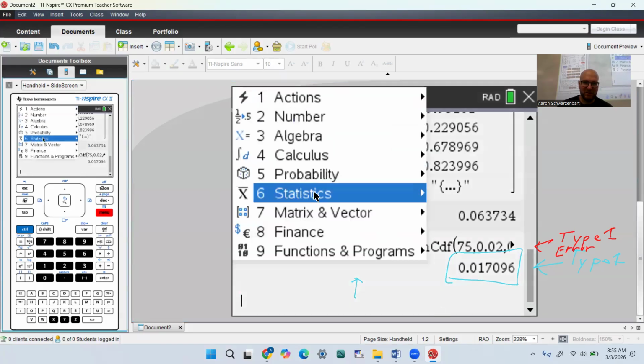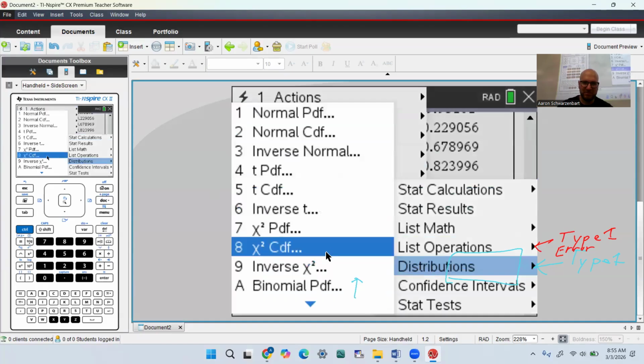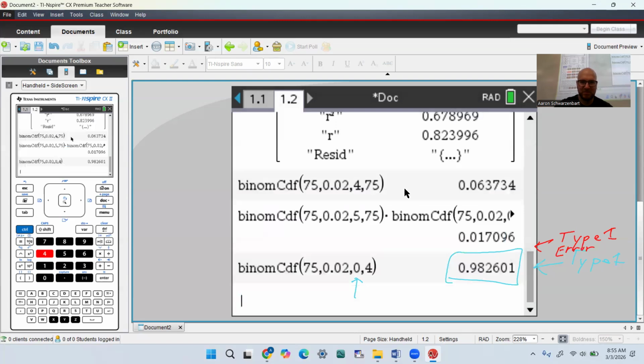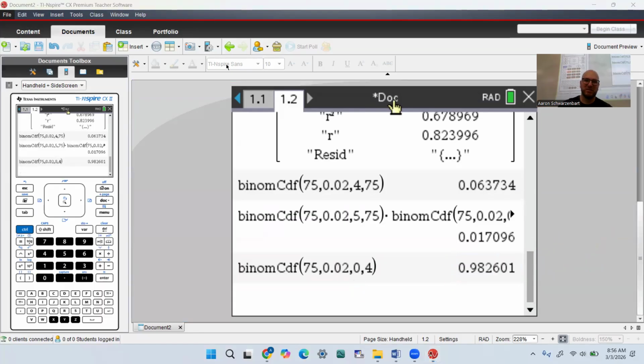I guess I didn't have it in the right spot. Yeah. So they did 0 to 4. I did 5 or more. So what does that tell you? If it's greater than 4, you reject. Now you can't have 4.2 light bulbs. Correct? One minus that is the same. So it's the other side.